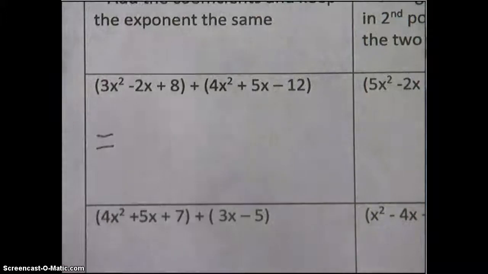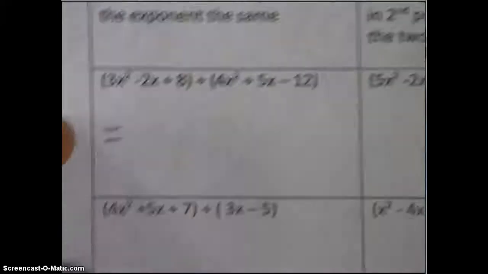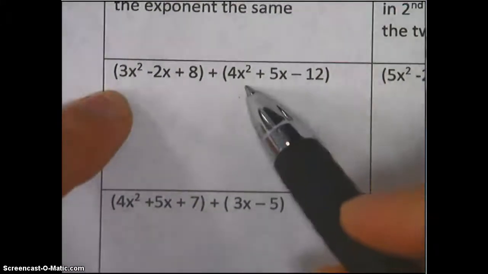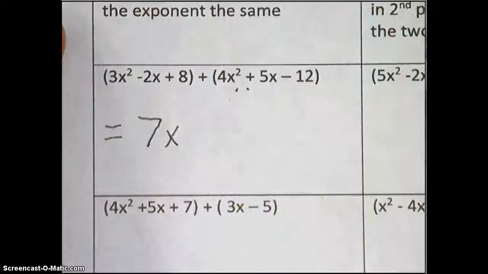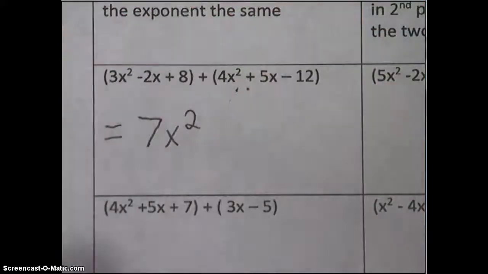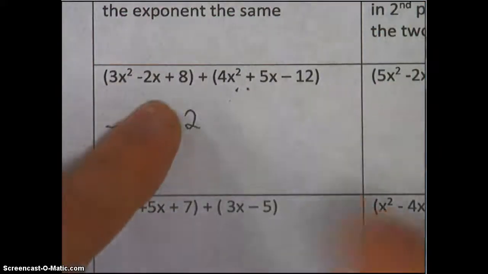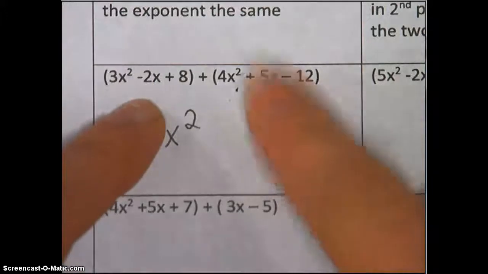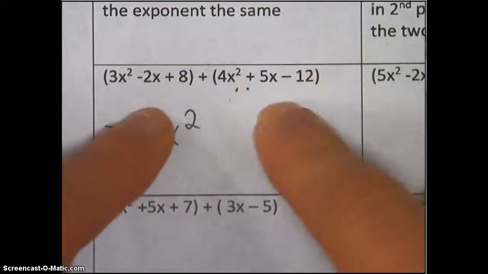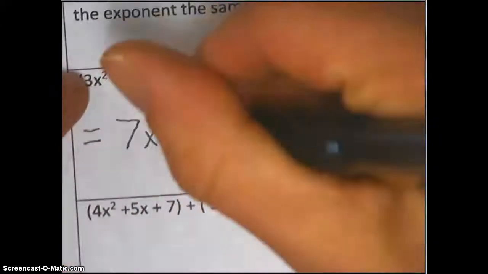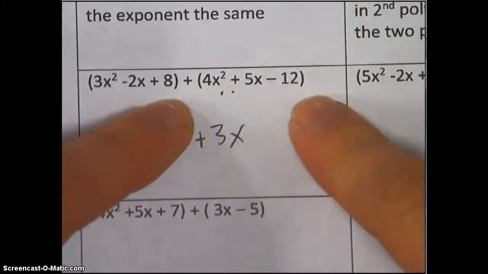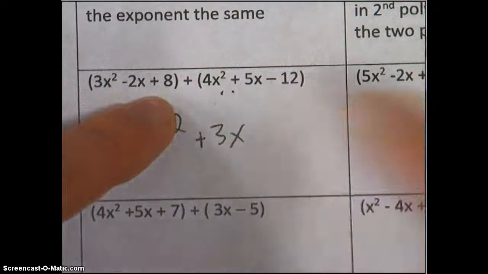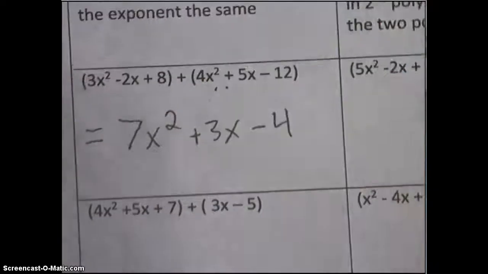So there's no distribution going on here, no sort of multiplication. The way I like to think about this is, how many x squared do I have? I've got 3x squared here, and I've got another positive 4x squared here. So 3x squared plus 4x squared, that's 3 plus 4, which is 7x squared. Same process here. How many x's do I have? I've got negative 2x here, positive 5x here, negative 2 plus 5 is 3x. And then how many constants do I have? I've got 8 here, I've got negative 12 here. 8 minus 12 is minus 4. And that's it, that's how you add.